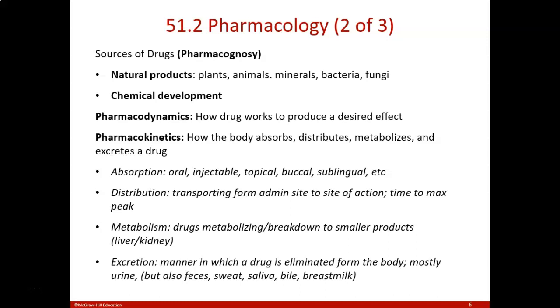And then at that point, whatever's left over, or once it's done its job, then it has to be excreted. And so there is a manner in which the drug is eliminated from the body. The majority of the time it's in the urine, but you can also have little bits of the medication excreted in the feces, sweat, saliva, and breast milk even. And so that's why we'll talk a little bit about pregnancy categories and breast milk, but some medications actually can be expressed in the breast milk. And so you have to take all of those things into consideration when you're choosing a medication.